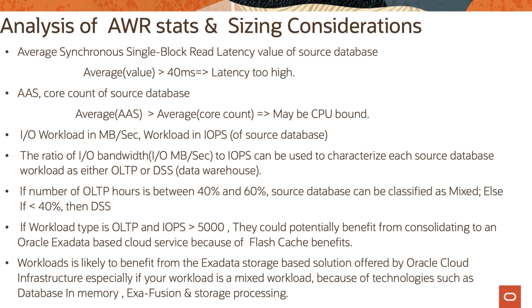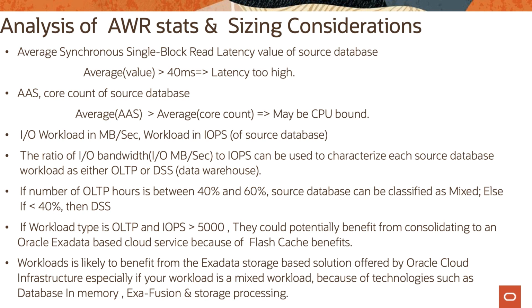Now take a look at a few other analyses from the AWR reports. Since we are going to do sizing or look at consolidation, we also have to look at what it shows for average synchronous single block read latency values. Think of it this way: if the average value is greater than 40 milliseconds, it translates to latency being too high. Average active sessions versus core count of the source database.